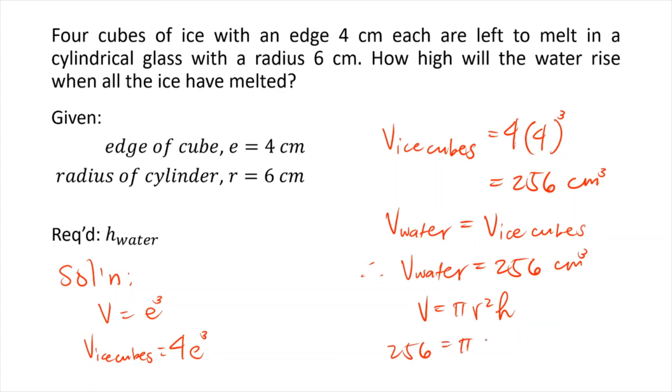Pi, then the radius of the cylindrical glass is 6 centimeters. So 6 squared times h, which is unknown. This is now the height of the water inside the cylindrical glass. So solving for h, we get 64 over 9 pi, which is approximately 2.26 centimeters.